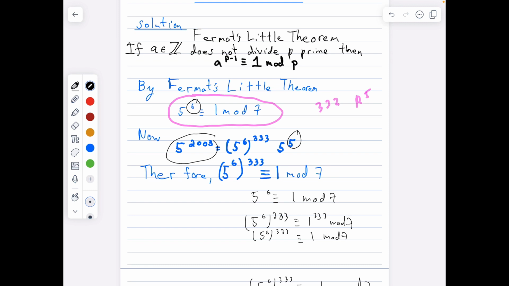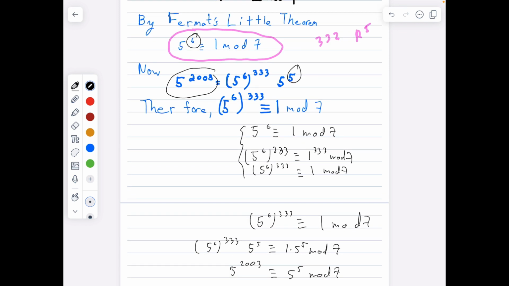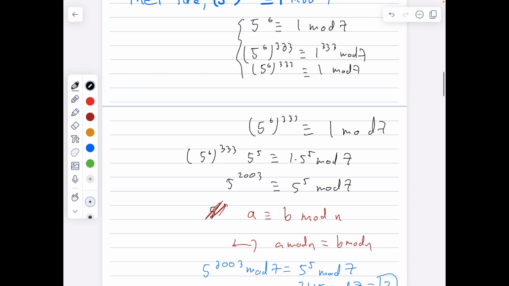So by the fact that if you take 5 to the 6 and raise it to the 333, that's equivalent to saying 1 to the 333 mod 7, by what I wrote here. And what that allowed me to do was then multiply the congruence by 5 to the 5th. There's a rule that lets us do that. So 5 to the 2003 is congruent to 5 to the 5th mod 7. And when you have that, that means that by a theorem, again here in red, 5 to the 2003 mod 7 is equal to 5 to the 5th mod 7.